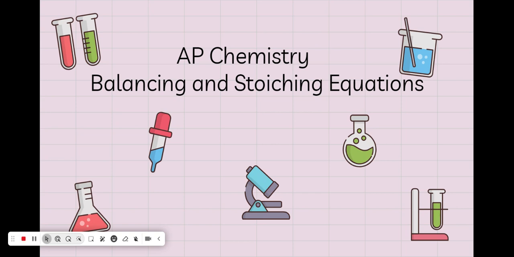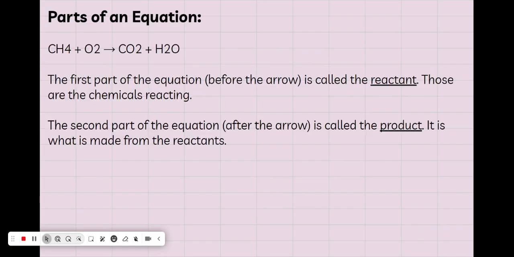Hi everybody, today we're going to be doing some AP chemistry. We're going to be balancing and stoiching equations. This is probably one of the most important yet some of the easiest things you're going to have to do in this class. So let's go ahead and get started. It just takes some practice, and that's what you're going to be getting today.